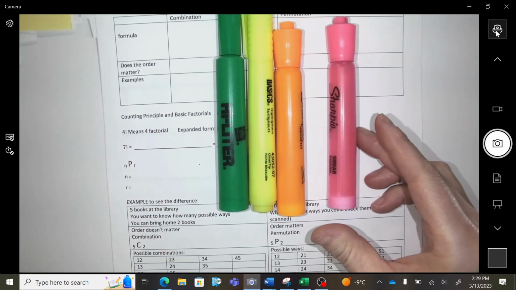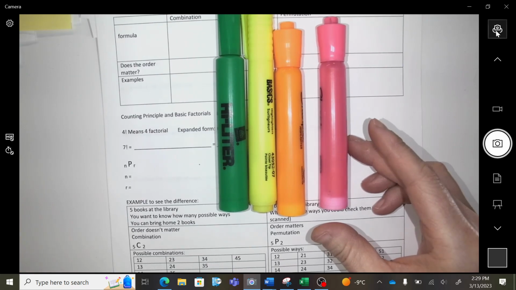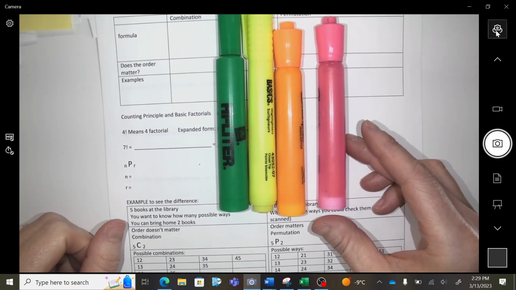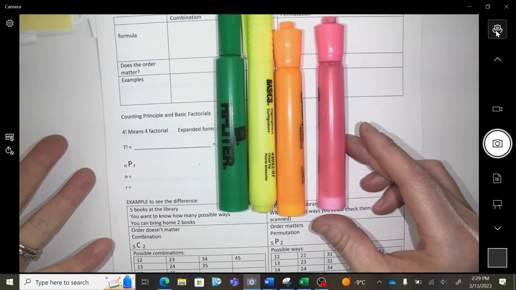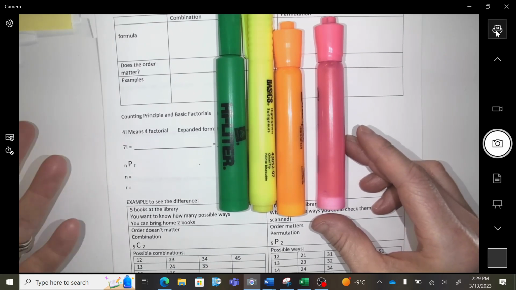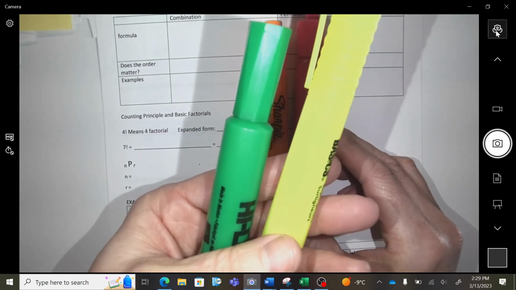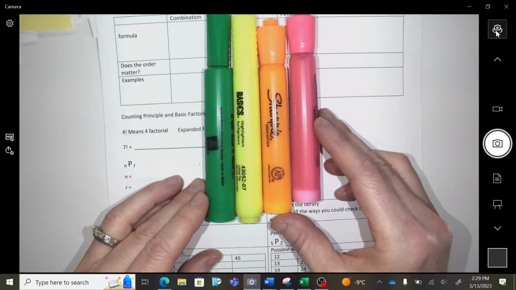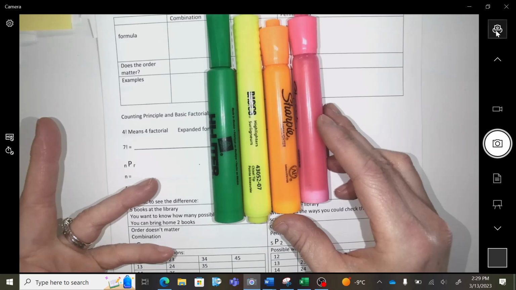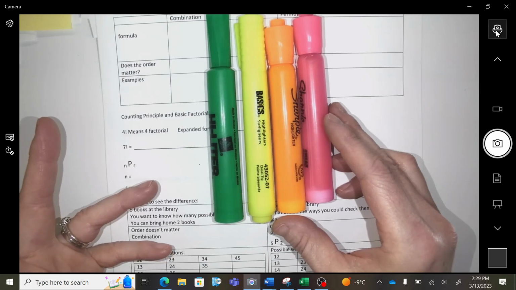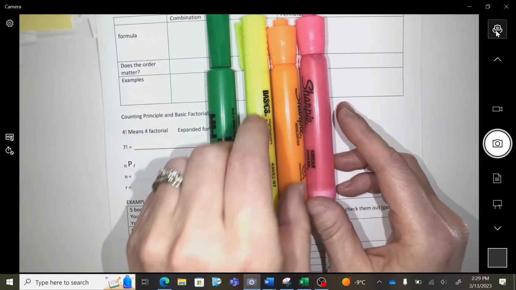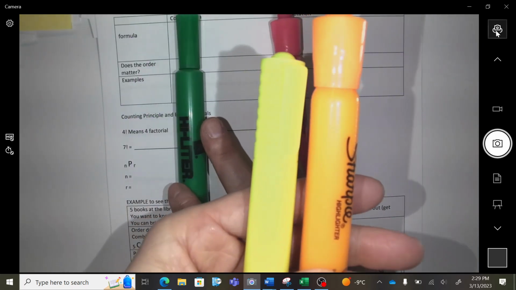Can anybody give me a different way I could pick? Well, I picked green, pink. Okay, I can't do that again. Give me another thing. Green, yellow. That's a different one. Okay. Anything else? Is there more of these? Yeah. What else? Orange, yellow. Orange and yellow is different. I can choose these 2.